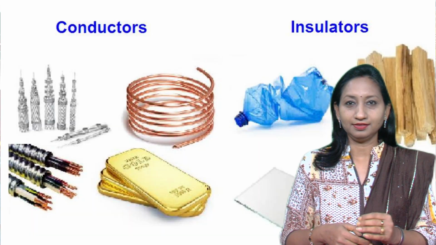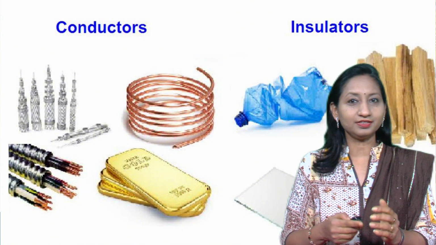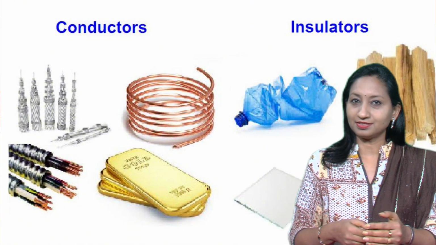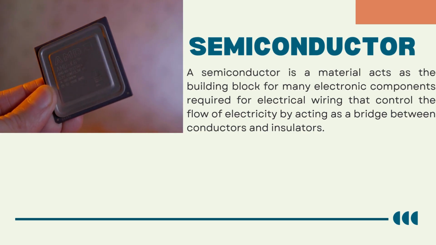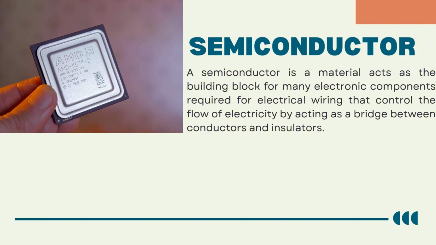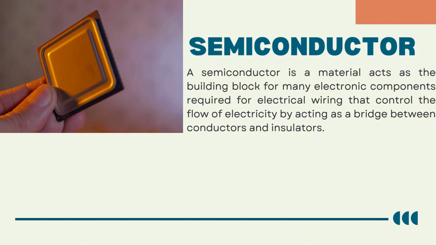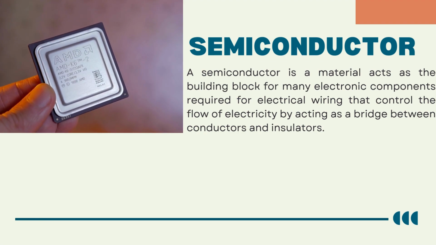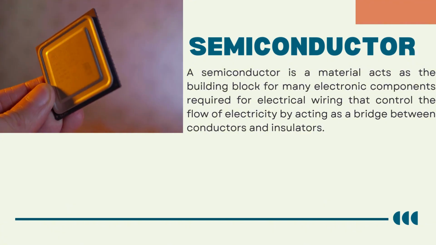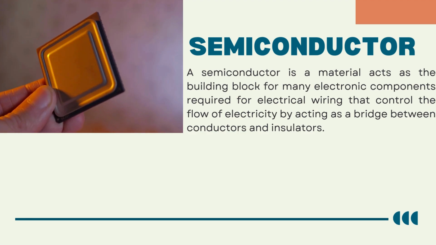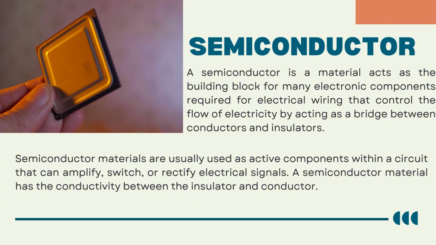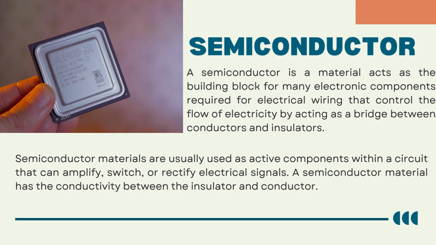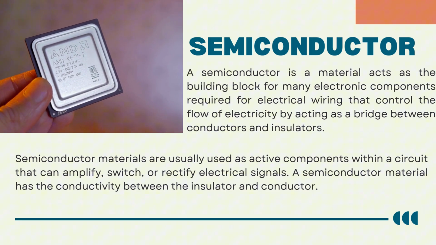In Module 1, conductors and insulators are already discussed broadly. So now let us start with the semiconductor. A semiconductor is a material that acts as a building block for many electronic components required for electrical wiring that control the flow of electricity by acting as a bridge between conductors and insulators. Semiconductor materials are usually used as active components within the circuit that can amplify, switch, or rectify electrical signals.